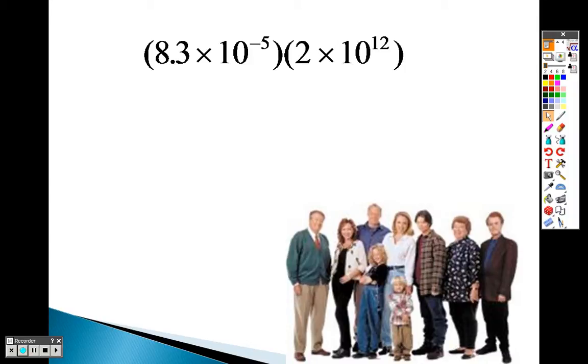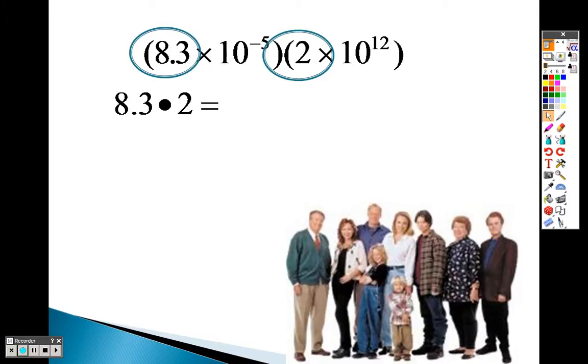Now multiplying with this stuff and dividing with this stuff can be a little trickier. So when we're doing this, just take a look at the numbers first. Just multiply them. What is 8.3 times 2? 16.6. Good. Now 10 to the 5th and 10 to the 12th. Well, all we need to do is take the exponents, and what do you do when you're multiplying with exponents? You add them, right? So it's negative 5 plus 12, which happens to be 7.